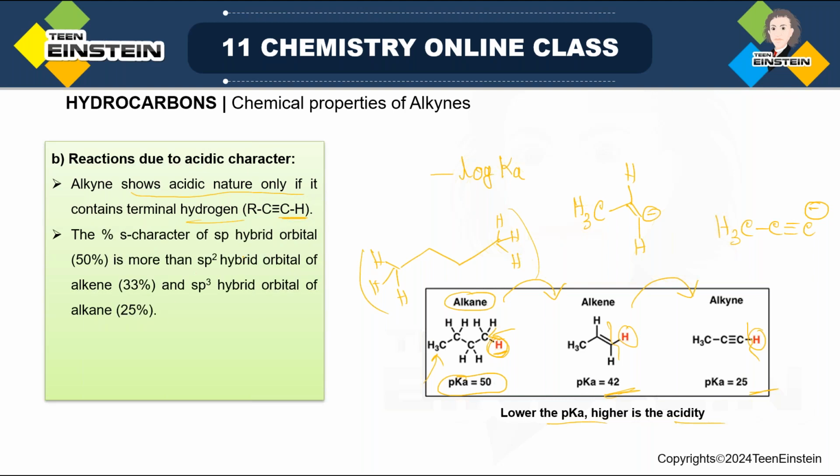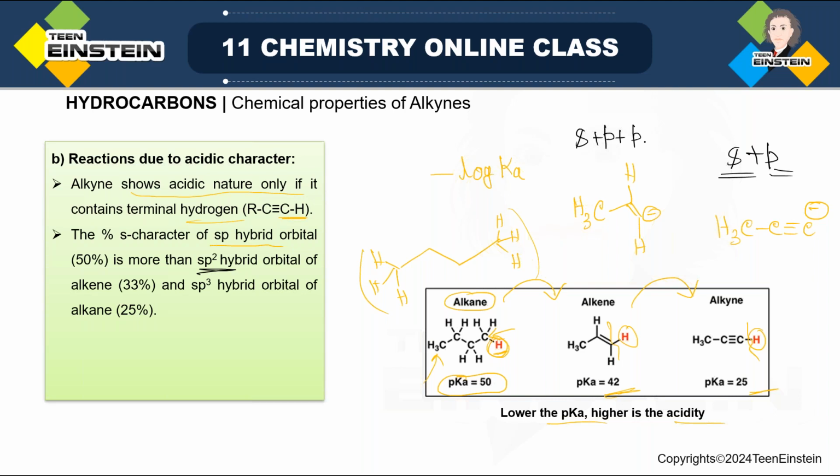So here the percentage s character of the sp hybridized orbital is 50%, because it is one s orbital and one p orbital. One s and one p. So it is 50%, 50%. Next, if you consider sp2, it is one s, one p, another p.